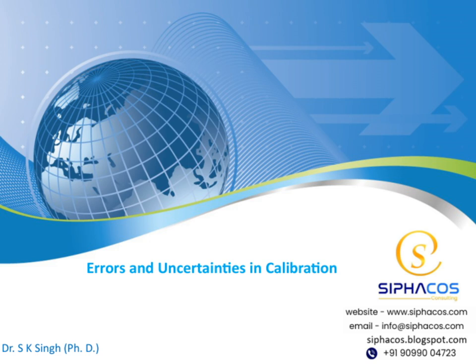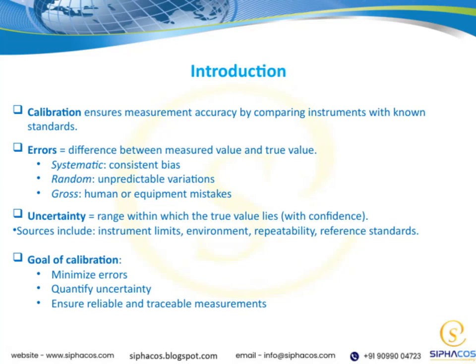Let's get started. Let's start by understanding what calibration is all about. Calibration is a process that ensures our measurements are accurate by comparing our instruments to known standards. This way, we can trust that the measurements we take are correct. Now, errors are an inevitable part of measurement. They are simply the differences between what we measure and the true value. There are different types of errors we need to be aware of.